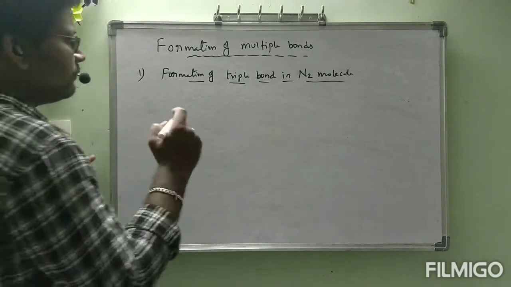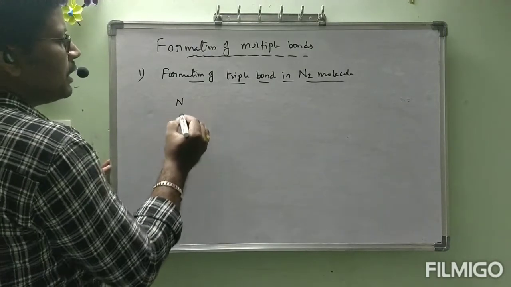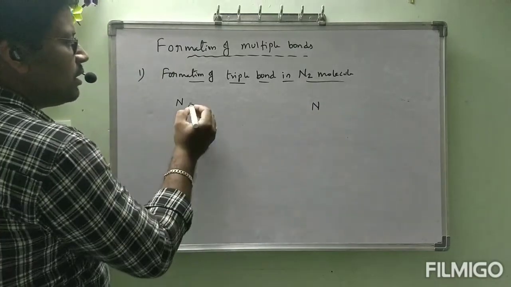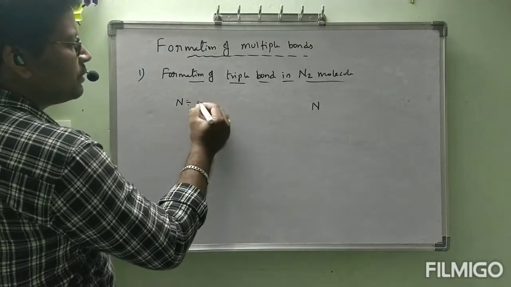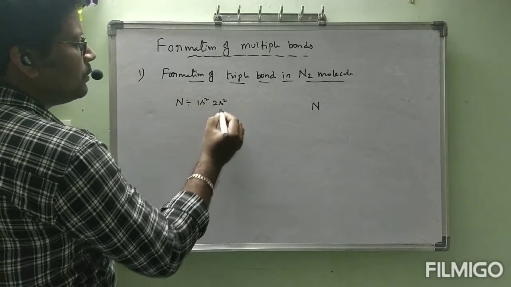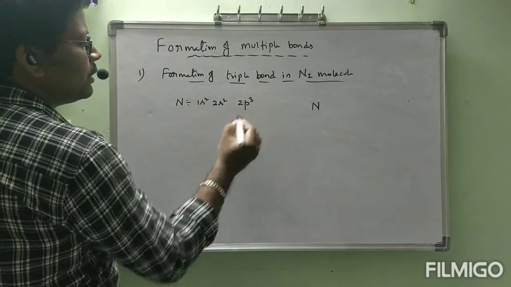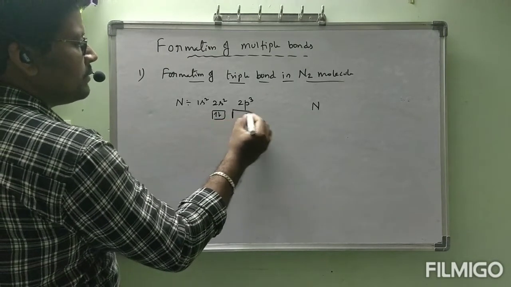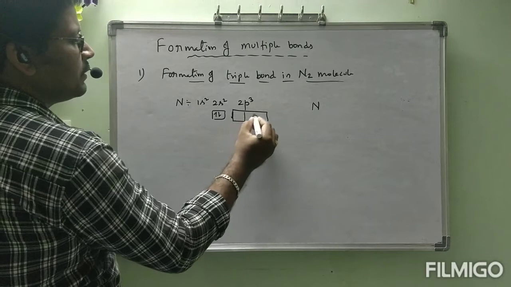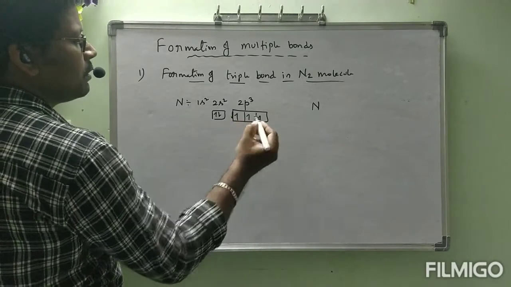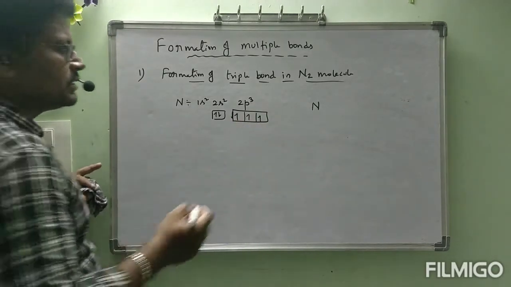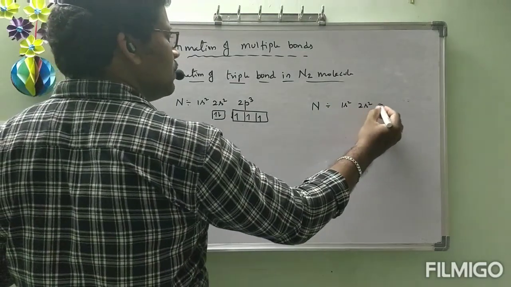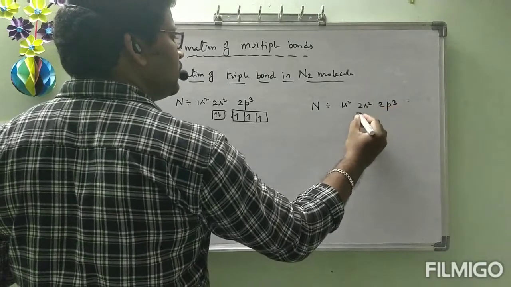See, all of you. N2 means two nitrogen atoms are there. I am taking two nitrogen atoms. What is the electronic configuration of nitrogen? 1s2, 2s2, 2p3. Outermost electrons I am showing with boxes. In the same way, the second nitrogen also has 1s2, 2s2, 2p3.